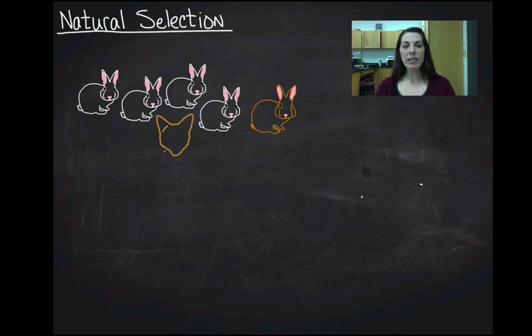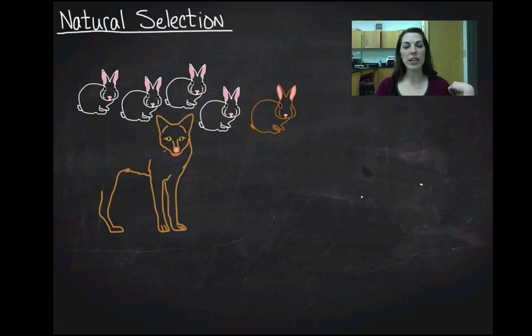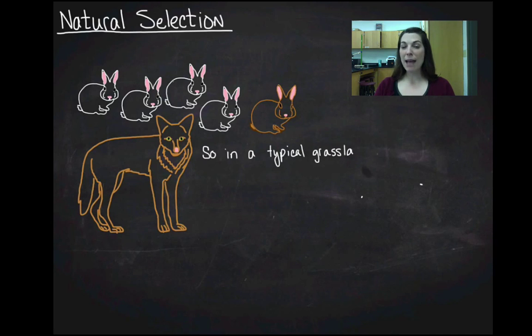And let's say that the predator in this ecosystem is a coyote. So this is very similar to where we live. Well, the coyotes are going to go ahead and hunt the rabbits. So in a typical grasslands biome, what would happen if I have this population?